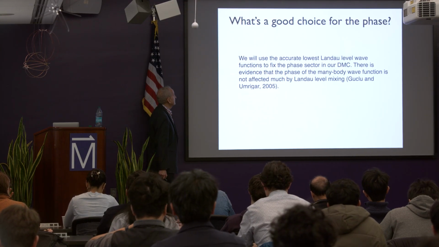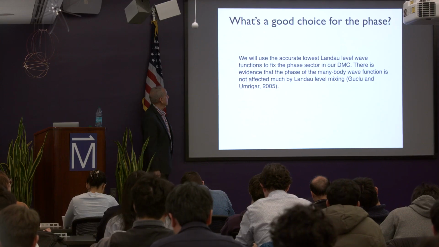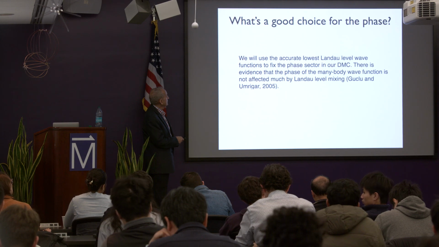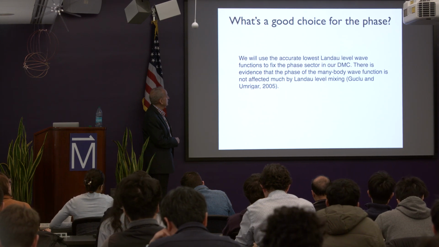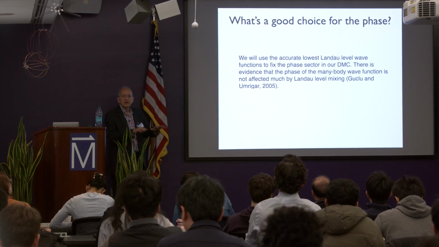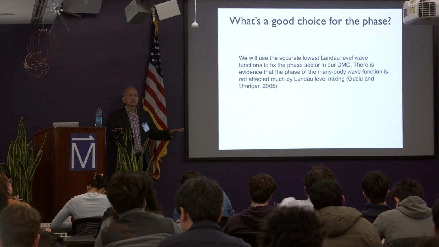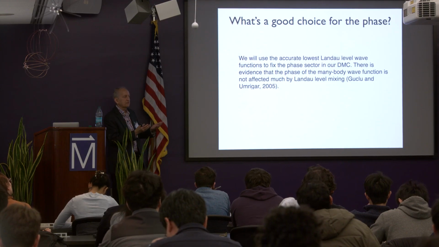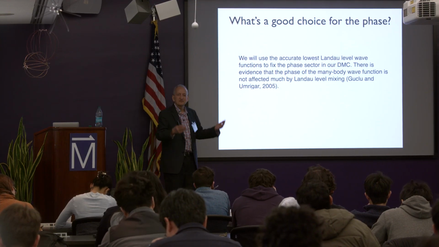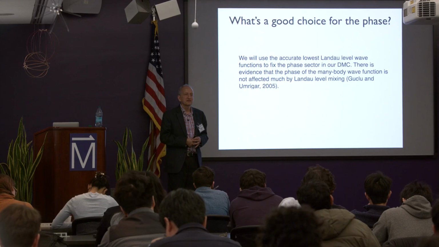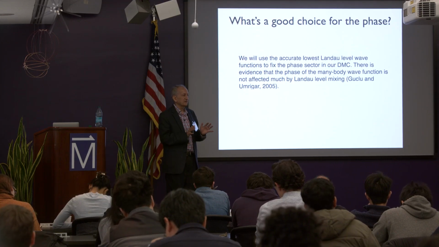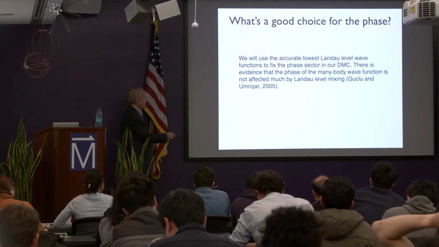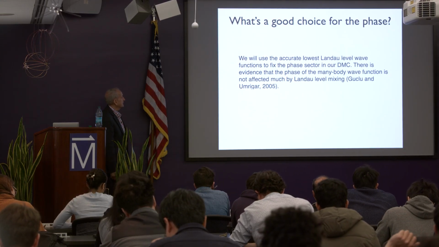Okay, so how do we decide what phase choice to make? Well, there was some evidence from early numerical simulations by Cyrus, Umrigar and Guclu that the phase of the lowest lambda level ground state is the best choice. So if you knew what is the best state in the lowest lambda levels, you choose the phase of that, and somehow lambda level mixing does not change the phase significantly. But we don't know, but in physics you do what you can do. So we'll just go ahead with this choice and see what we get.